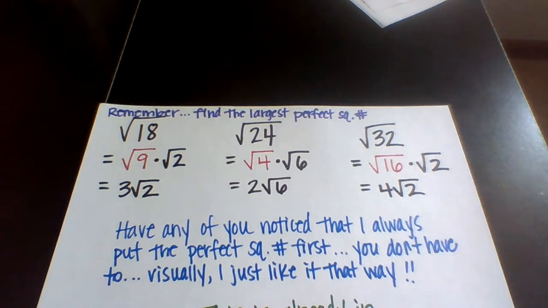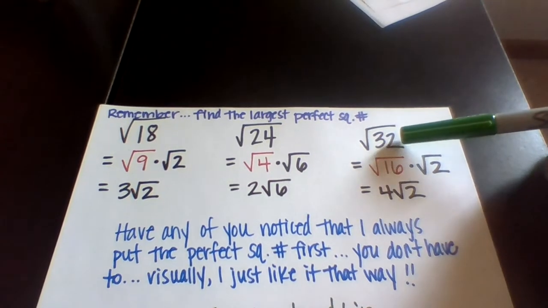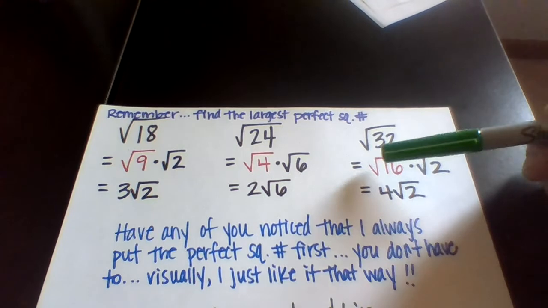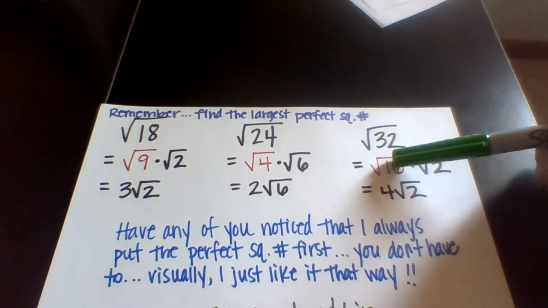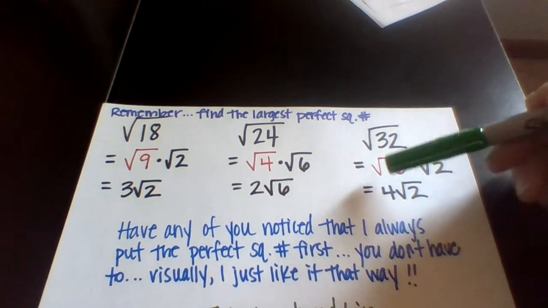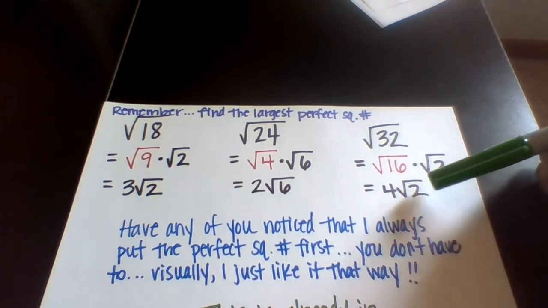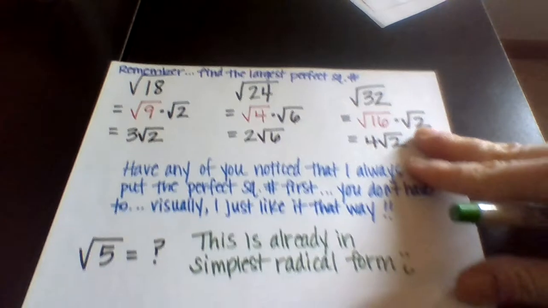Okay, the square root of 32. The square root of 32 is the first one that actually has multiple factors that are perfect squares. But I'm going to show you the correct way to do it right now. So the largest perfect square that goes into 32 is 16. So the square root of 16 times the square root of 2 is actually 4 radical 2. And that is simplest radical form. We'll talk about this one again in a couple minutes.